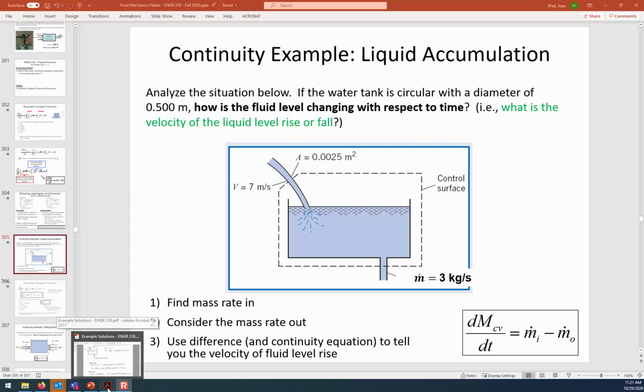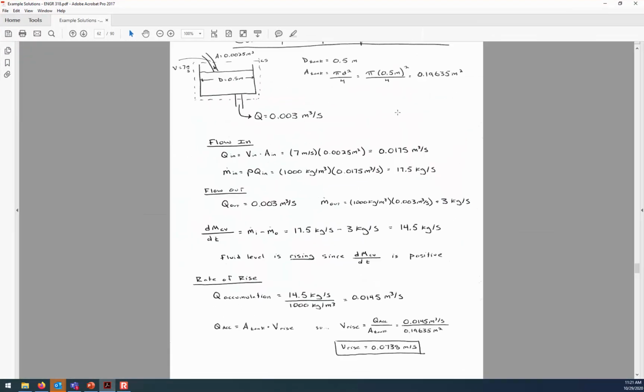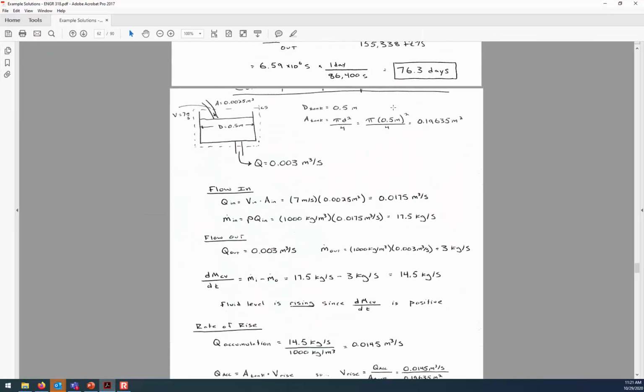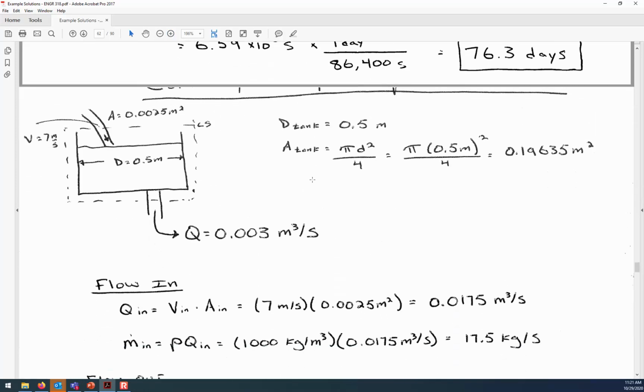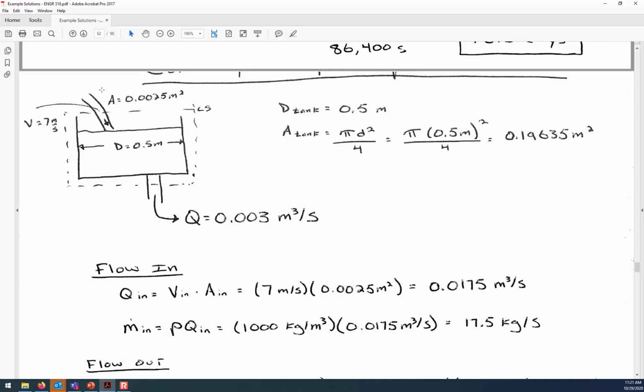All right, well, let's take a look at the calculations here. That's right, Gavin, good. Okay, so we've got this tank, and the diameter of the tank is 0.5 meters. We can calculate the cross-sectional area of the tank using pi d squared divided by 4. We're going to need that at the end when we find the velocity of the water rising or falling. In this case, it's rising.